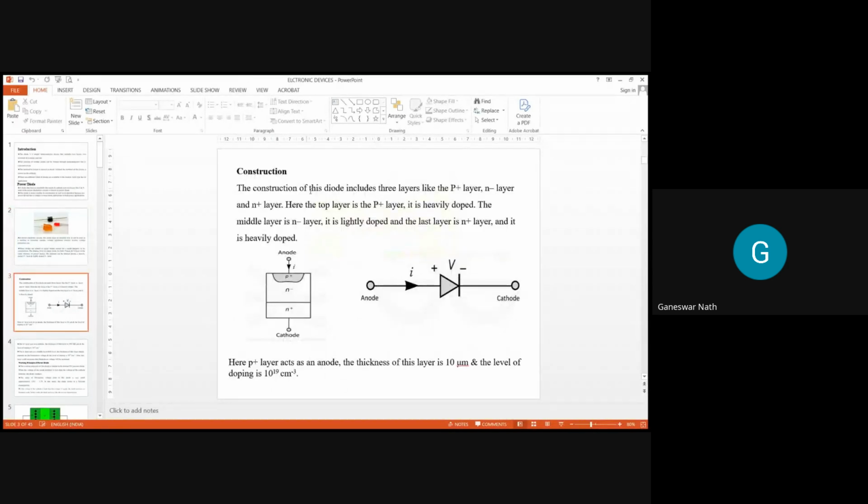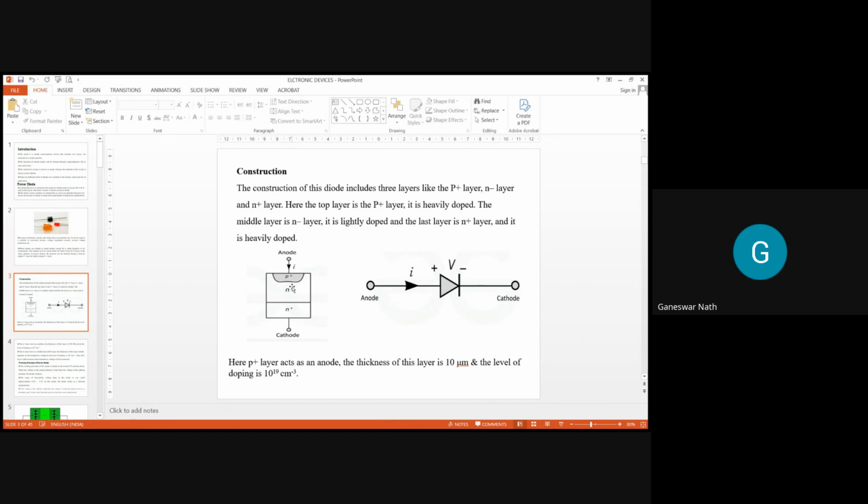Then if we look at the construction, this is called the power diode. You are able to see here the P plus, N minus, and N plus layers. The construction of this diode includes three layers: a P plus layer, an N minus layer, and an N plus layer. The top layer is the P plus layer, and it is heavily doped. The middle layer is the N minus layer, and it is lightly doped. The last layer is the N plus layer, and it is also heavily doped with electrons.